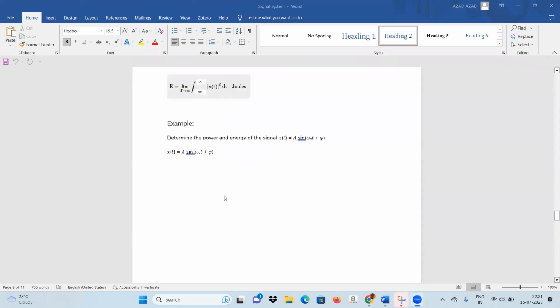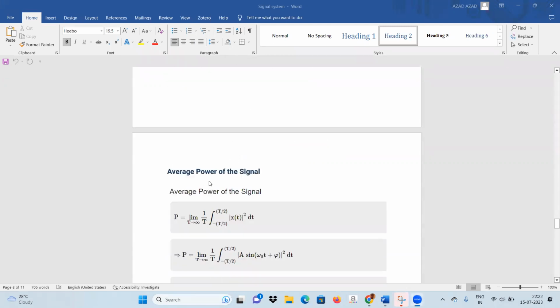Now, this is an example. We have a signal A sin omega t. As you know, the signal is a periodic signal, and I have discussed earlier that each periodic signal is a power signal. That's why I know that this signal will be a power signal, but if you want to calculate the energy and power of the signal, I know for a power signal, energy will be infinite, but power will be finite. Let's see how we can calculate the energy and power.